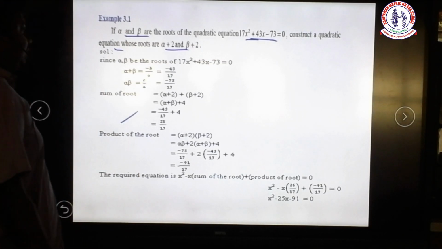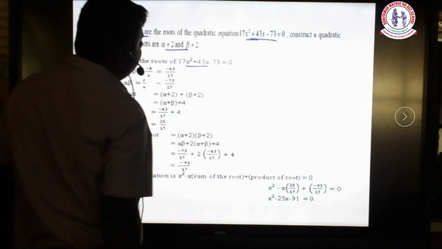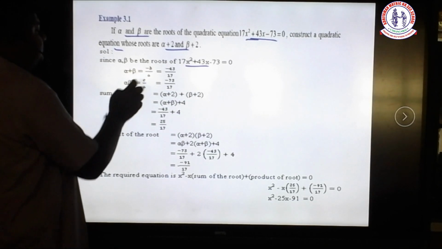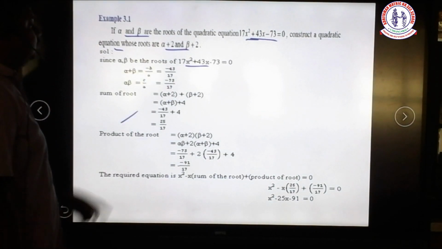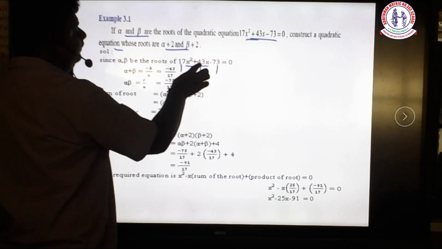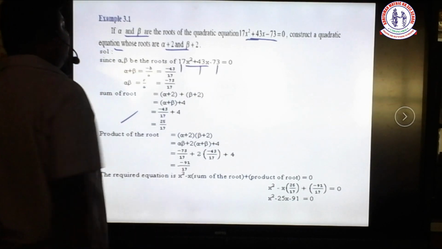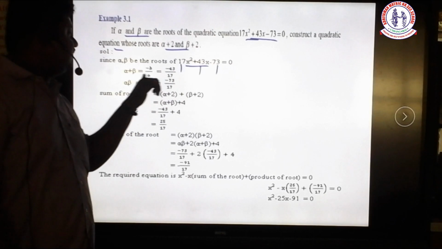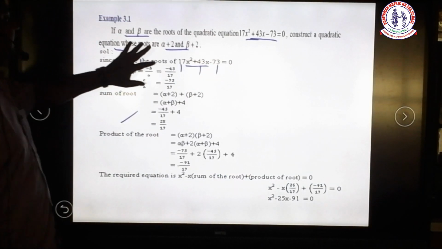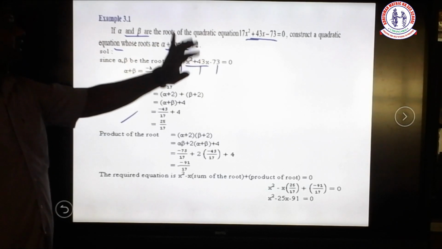Okay, students. How to find? First of all, we are given that alpha and beta are the roots of the equation 17x square plus 43x minus 73 is equal to 0. From the introduction class, alpha plus beta is equal to minus b by a. You know the formula, minus b by a. So this is a, this is b, this is c. Here b is 43, so you put minus 43 by a, whose value is 17. Next, the product alpha beta is, by the formula, c by a, so minus 73 by 17. So these are given. We want to find a quadratic equation whose roots are alpha plus 2 and beta plus 2.